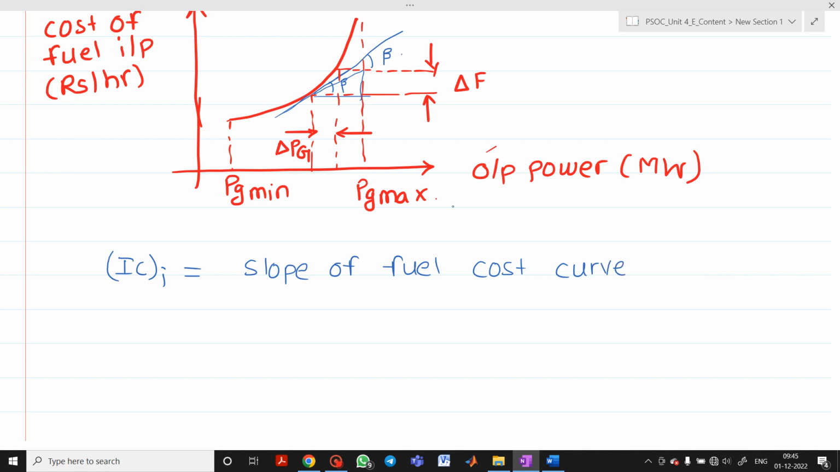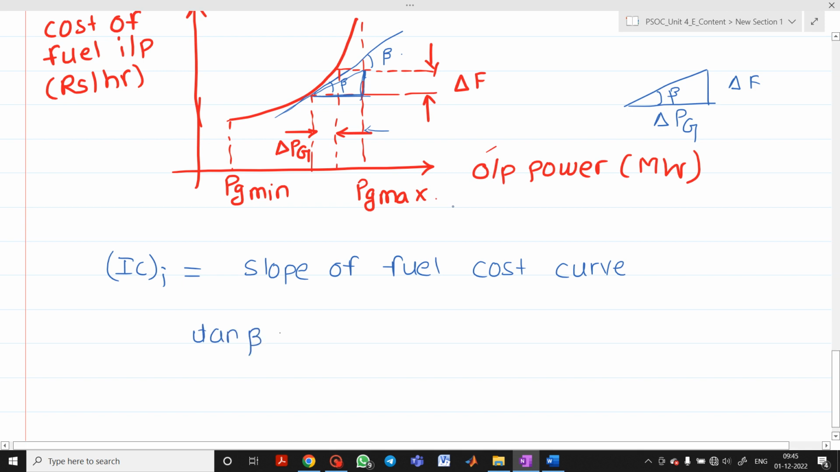So now let's see, I'll draw it here again. It is like this. This is your beta. Now what is this? This will be your delta F. So I will write it here as delta F. Up to this, suppose I have taken up to this, then again it will be delta PG. So I can write tan beta equal to delta F upon delta PG. Unit for this is rupees per megawatt hour.